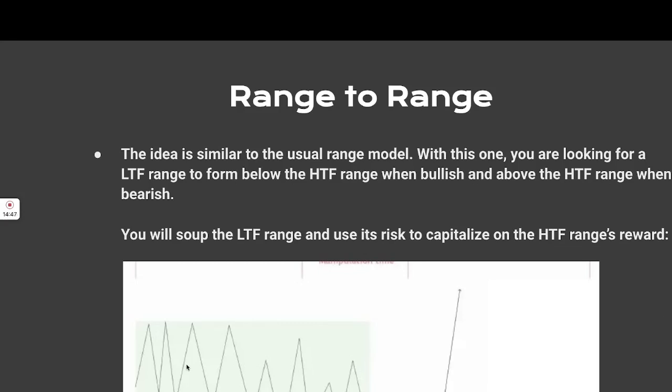Take a look right here. Consolidation range on the higher time frame. Consolidation on the lower time frame below the higher time frame's range. Key level right here. Not shown, however, there is a key level. Hit below the lower time frame range. TP1 at the high of the lower time frame range, TP2 at the midpoint of the higher time frame range, and TP3, final TP, the opposing end of the higher time frame range.